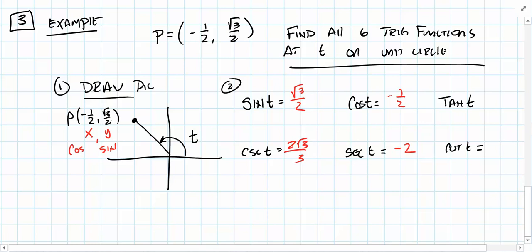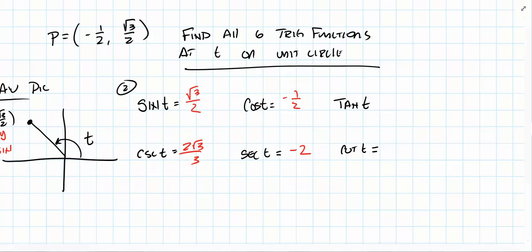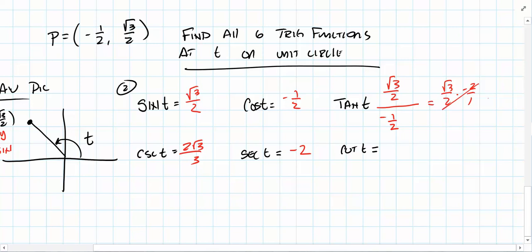Awesome. Now tangent, remember, is sine over cosine, right? So the sine value is root 3 over 2, all divided by negative 1/2. So it's just fraction over fraction, so I have root 3 over 2 times negative 2 over 1, which gives me a negative root 3.